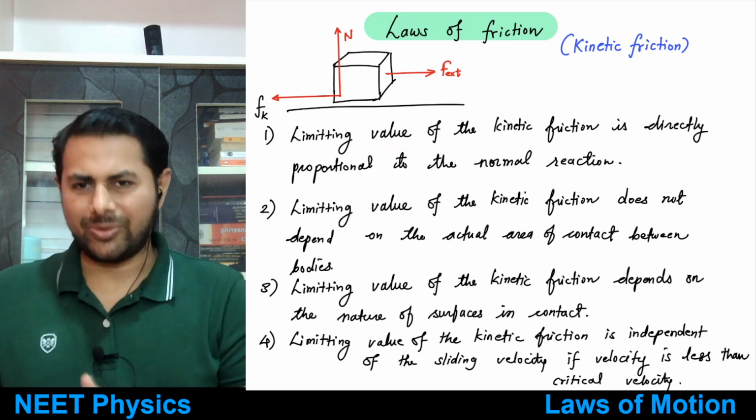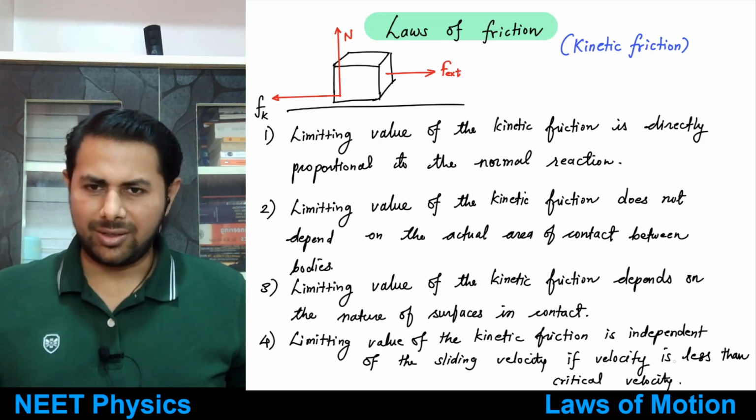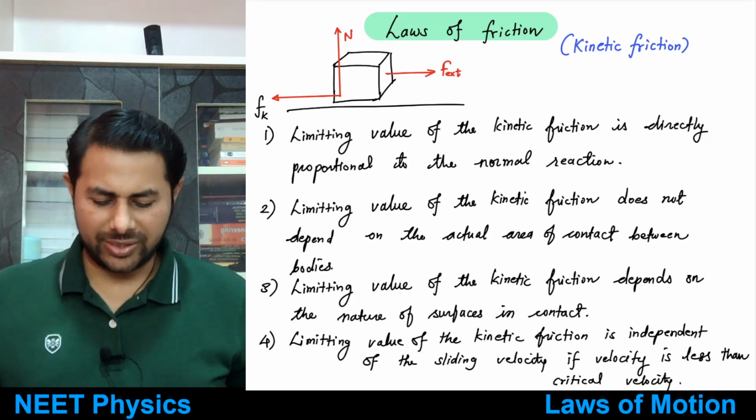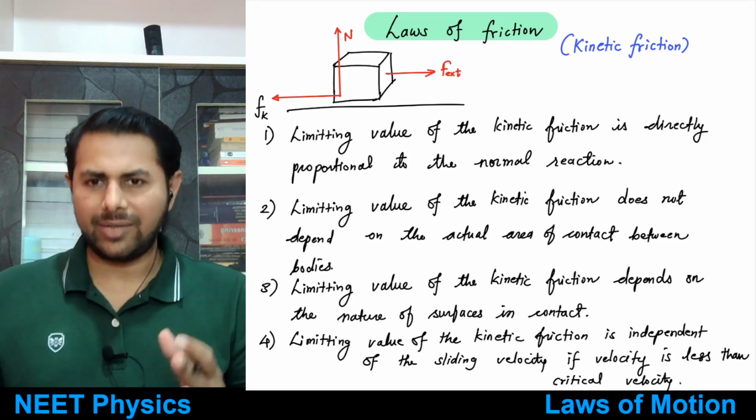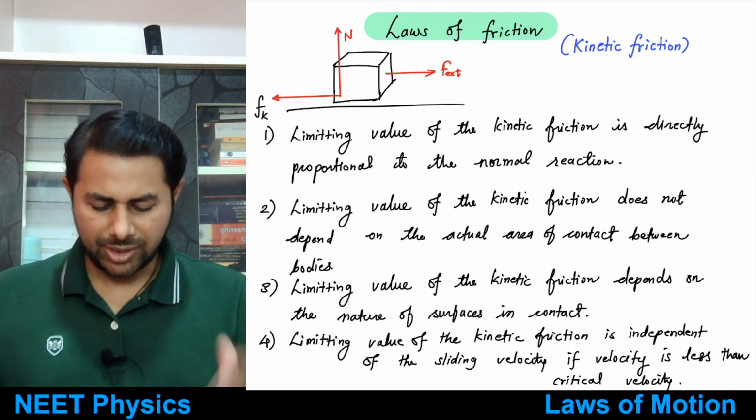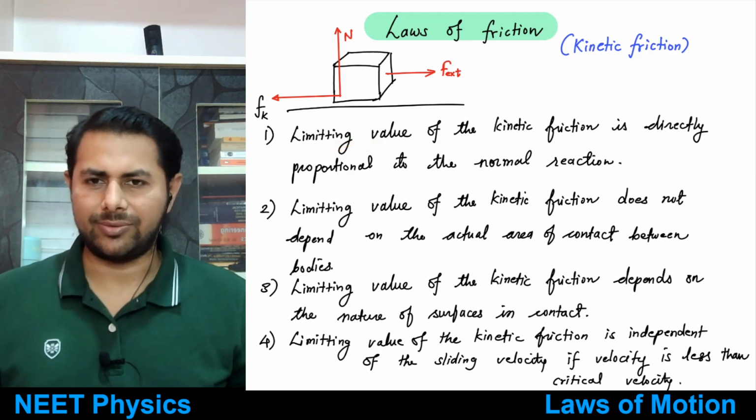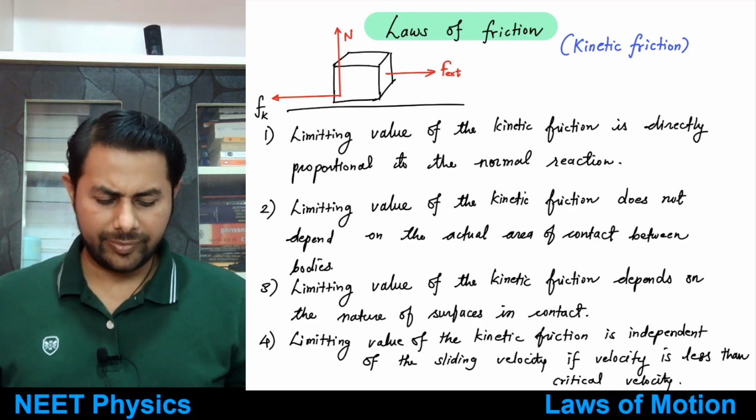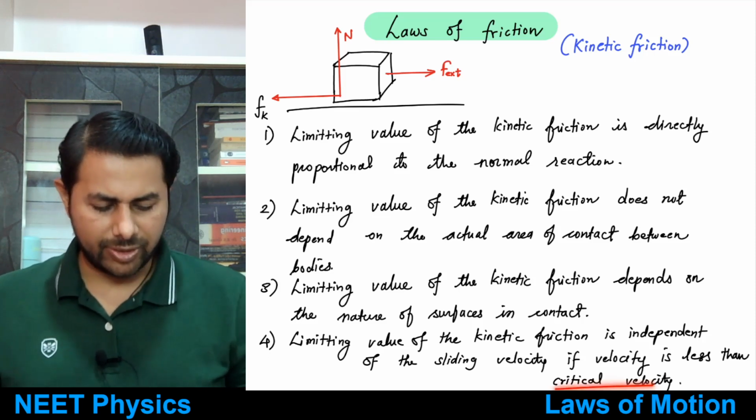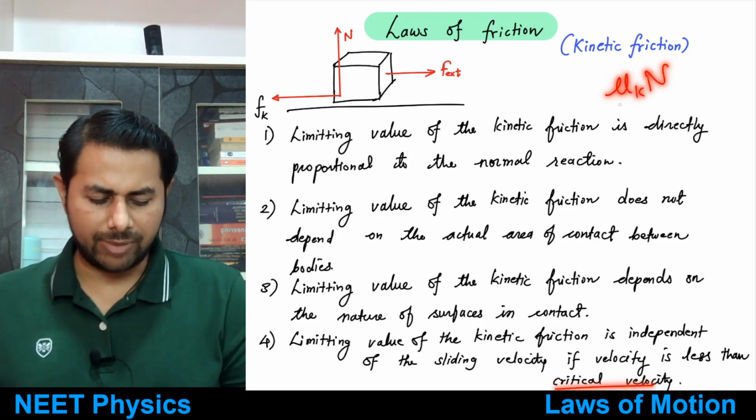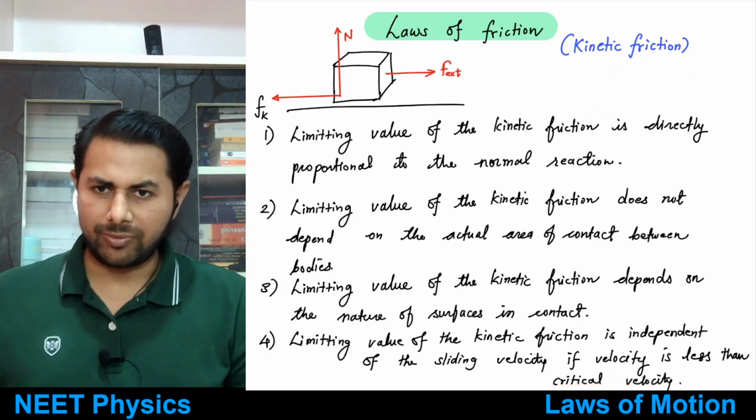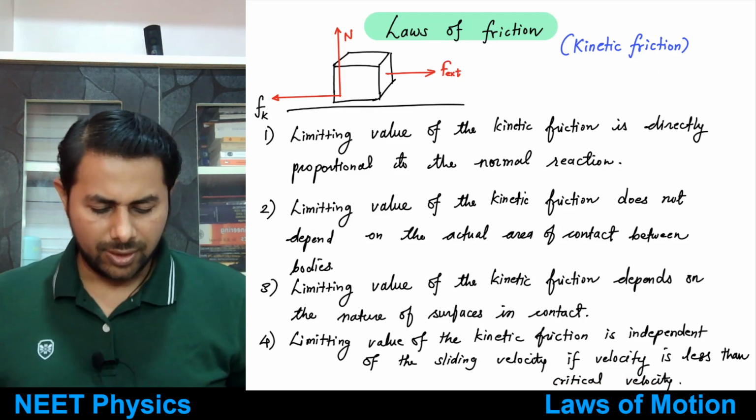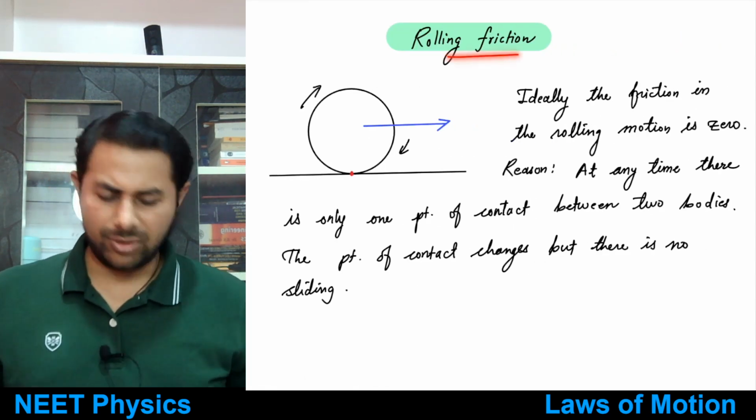For any other velocity before that, you can say that the kinetic friction is just equal to its limiting value, the maximum value. Got it? Okay, so before the critical velocity, kinetic friction is just equal to mu k multiplied by normal reaction. There is no other value. All right, and then there is rolling friction.